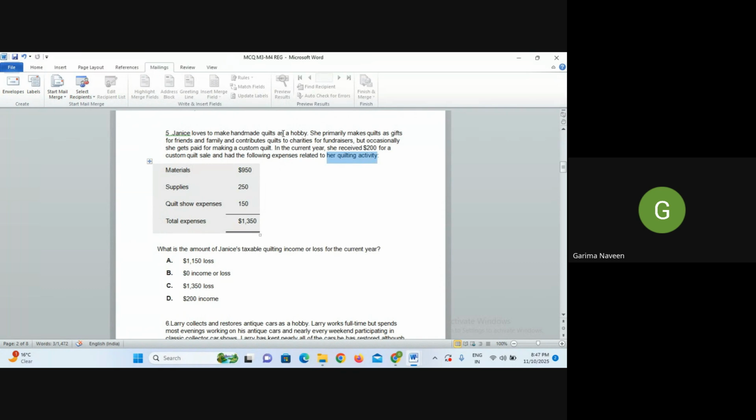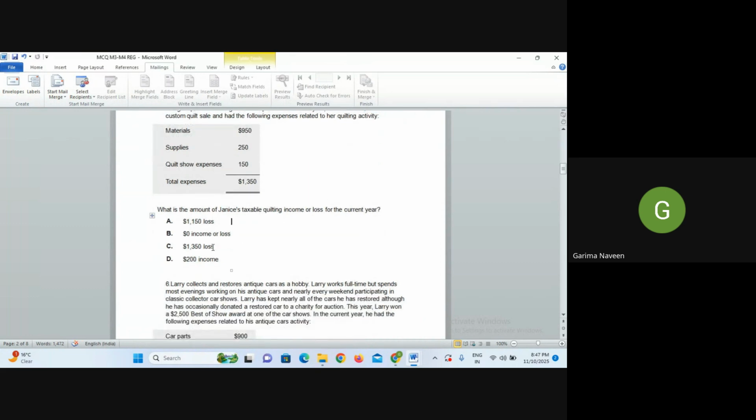Okay. Since it is given that she is doing this activity as a hobby, that means her major purpose is not profit. In that case, she cannot deduct any expenses because it is not a kind of business for her. So the income will be taxable, but the expenses will not be deductible. So her taxable income should be $200.